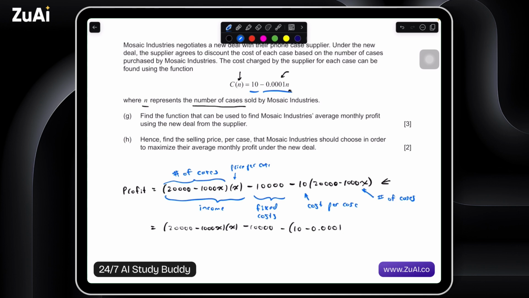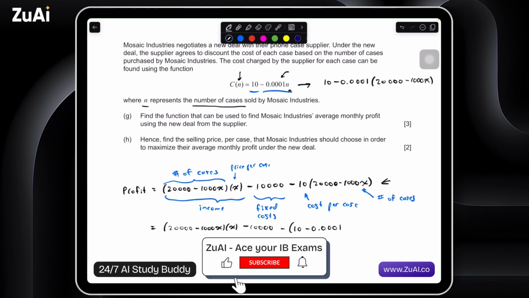So $10 minus, good question. $10 minus 0.001 times the number of cases, which is given by 20,000 minus 1,000x. So that's a good challenge. 0.001 times 20,000 minus 1,000x.